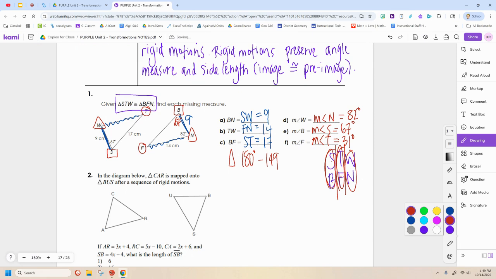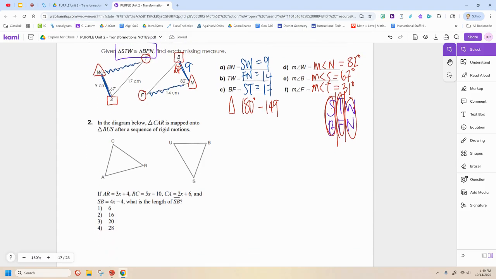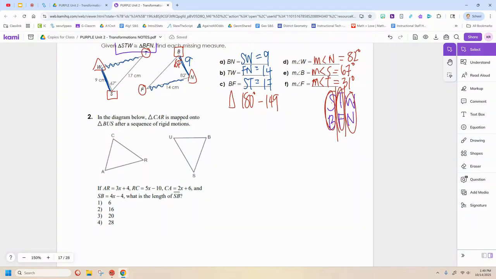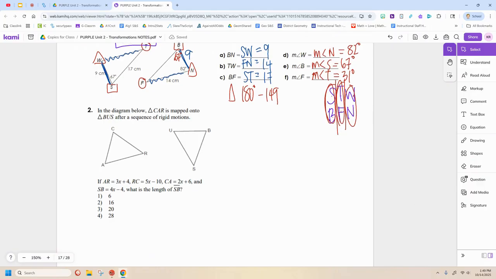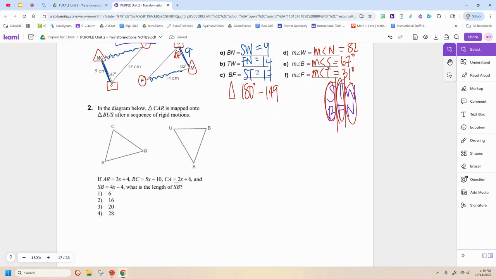All right, so that one goes through the whole entire shape of having 3 sets of corresponding sides and 3 sets of corresponding angles that are congruent to each other, because rigid motions maintain angle measure and side length. Angle measure and side length, pardon me.